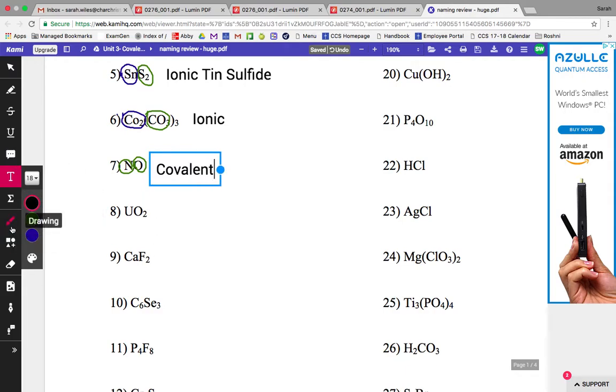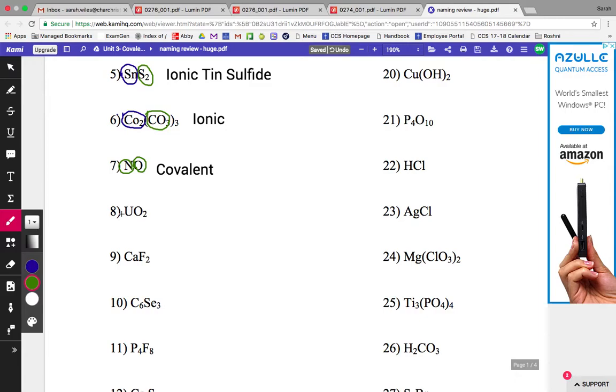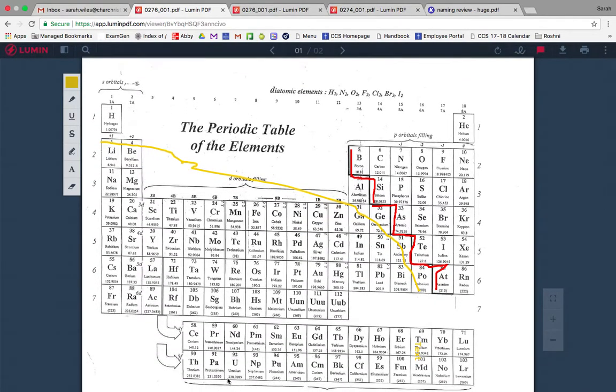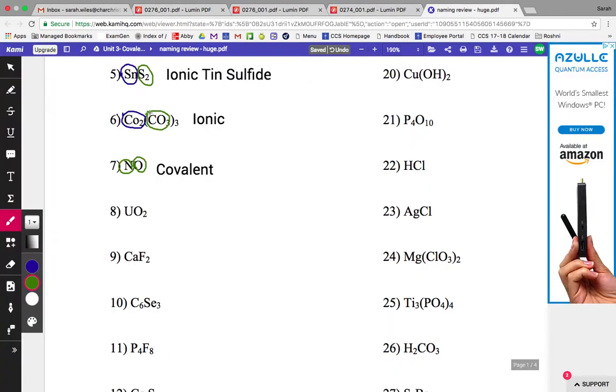UO2. 2 capital letters. Determine if it's a metal or a nonmetal. U is down in the actinide series, but even though it's down below, it is still to the left of the staircase, so it is still a metal. O is oxygen. Oxygen is a nonmetal. Metal, nonmetal is ionic.